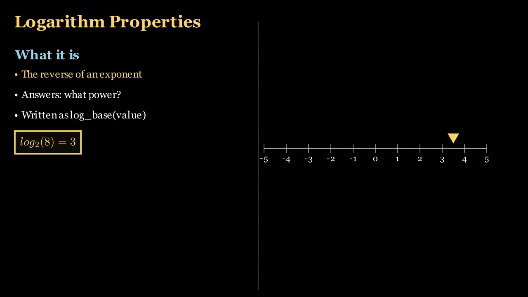We write it as log, with the base in subscript, then the value in brackets. So log base 2 of 8 equals 3. It's just a different way of writing the same relationship between three numbers.